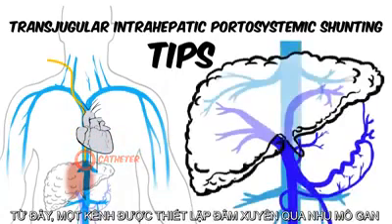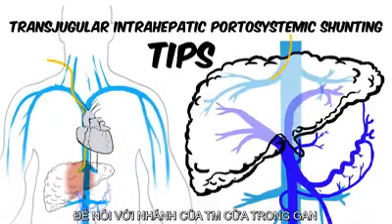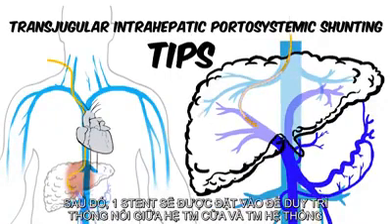From here, a channel is made through the parenchyma of the liver to reach a branch of the portal vein within the liver. A stent is then inserted to maintain a communication channel between the portal venous system and the systemic hepatic vein.